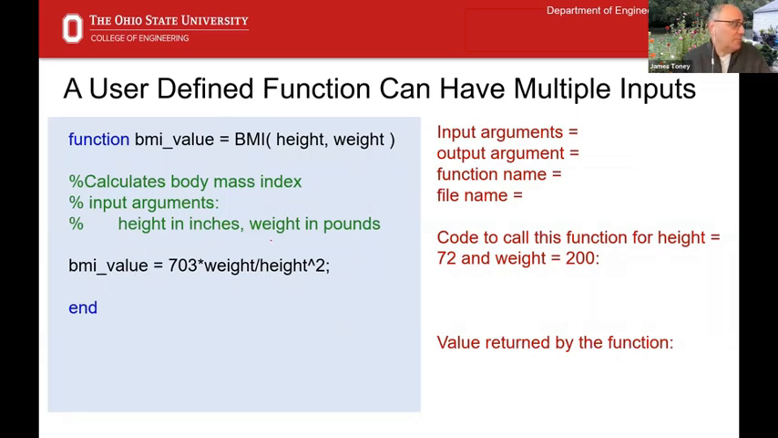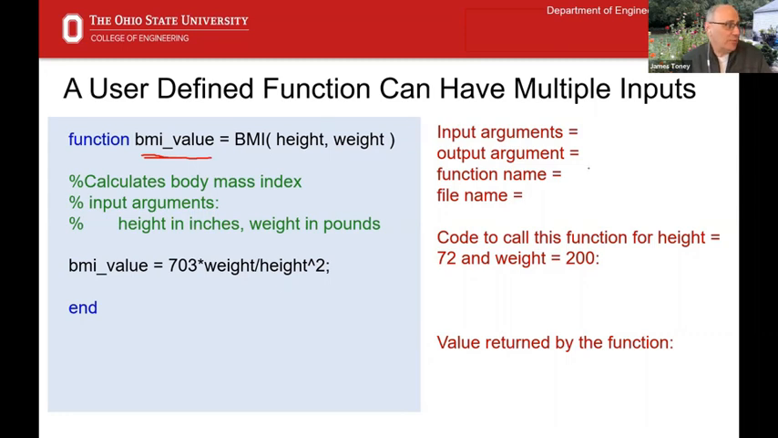All right, here's another example. Let's say we want to make a function to calculate body mass index given a height and weight. Okay, so here's a function with 2 inputs now. So given the height and weight, we calculate that, put it in this variable BMI value. That's the output argument. So that's what gets sent back to the caller.